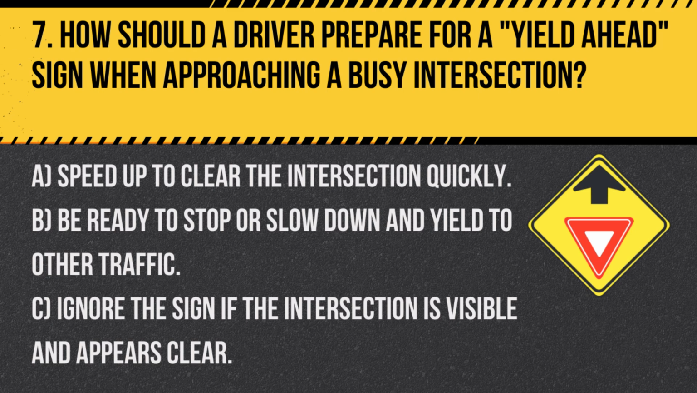Question 7. How should a driver prepare for a yield ahead sign when approaching a busy intersection? A. Speed up to clear the intersection quickly. B. Be ready to stop or slow down and yield to other traffic. C. Ignore the sign if the intersection is visible and appears clear.